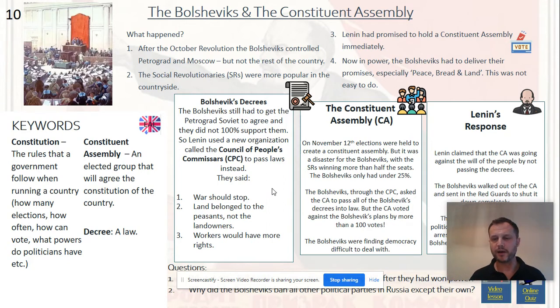Bolsheviks, we know who they are by now, so we're not going to bother with those. You know that from previous lessons. The Constituent Assembly. To understand what a Constituent Assembly is and does, you need to understand what a constitution is, which are the two key words here. A Constituent Assembly is the group of people that will decide on what the country's constitution will be. And the constitution is a set of rules that the government must follow.